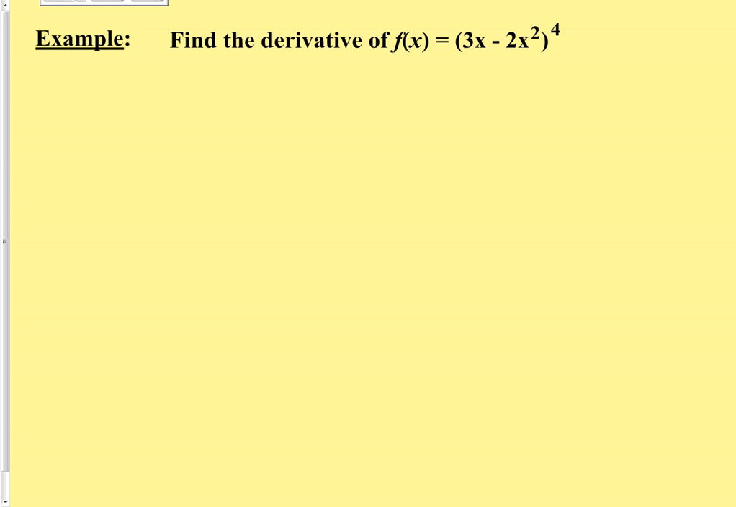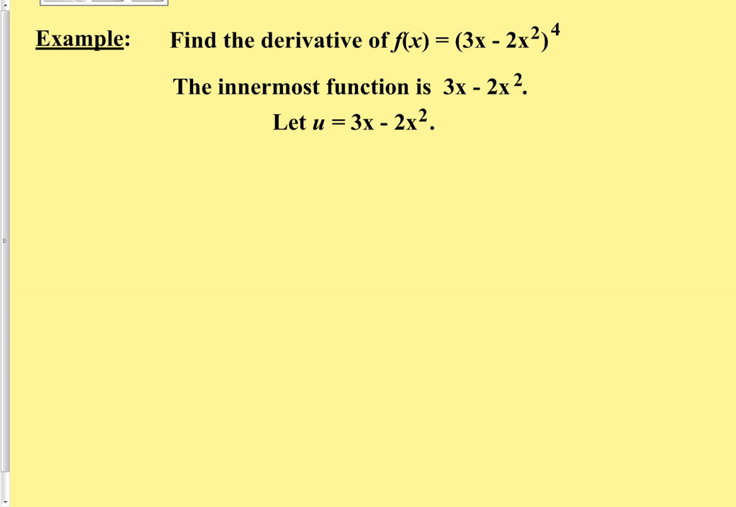Okay, here's another example. Find the derivative of f of x, where f of x equals 3x minus 2x squared to the 4th power. Another example of the power rule. The innermost function is 3x minus 2x squared, so that is going to be the function that we assign to u. And I would like you to get in the habit of identifying the function that you are calling u before you get into the problems.